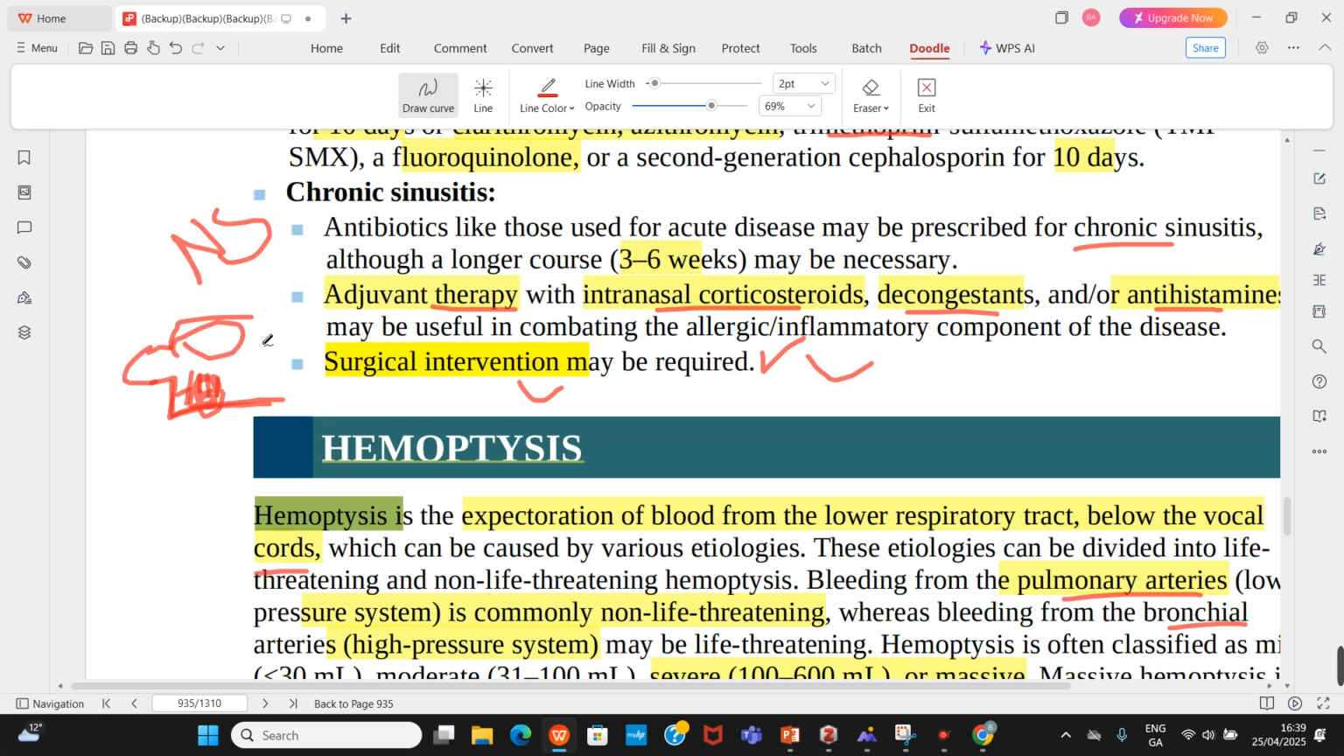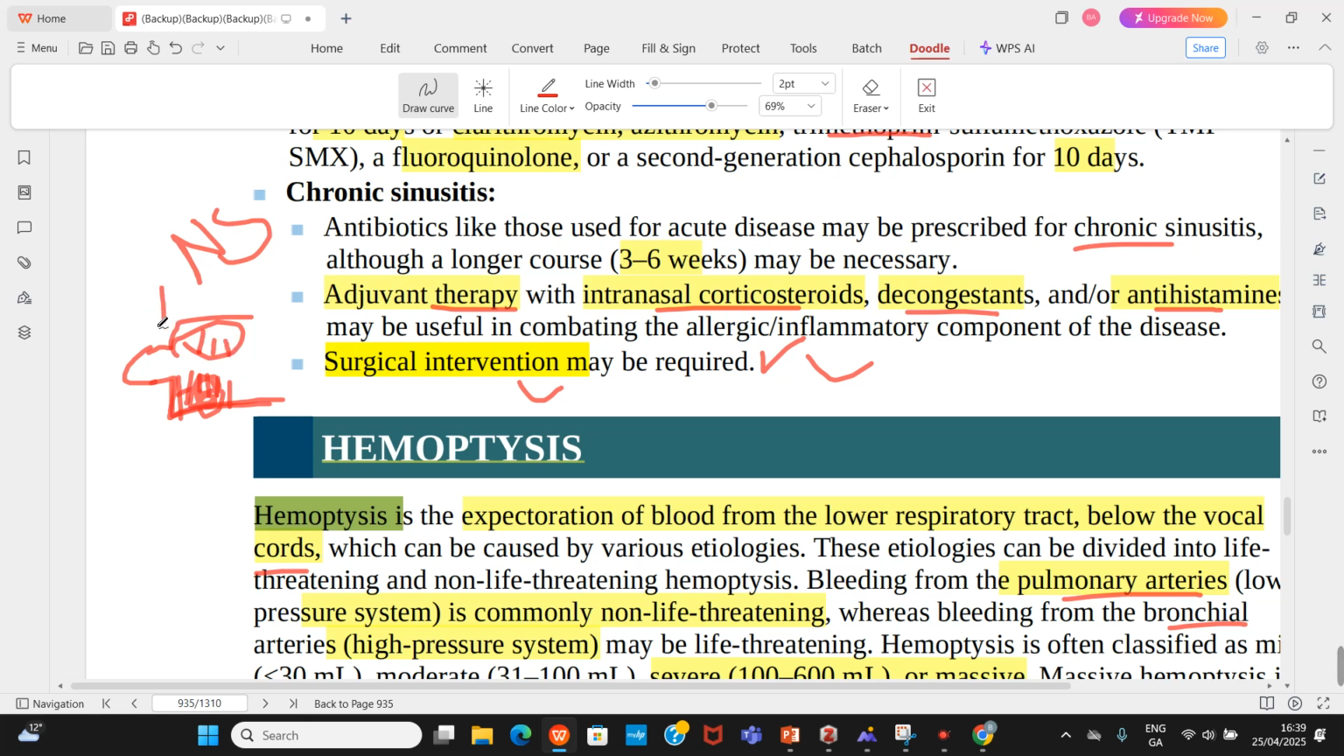Because if this person is standing up, it might spread to the other lung. So in this form, it is only this lung that will be congested, and this lung will be normal, so that the person can still be breathing with this lung. So this is called like lung sparing position.